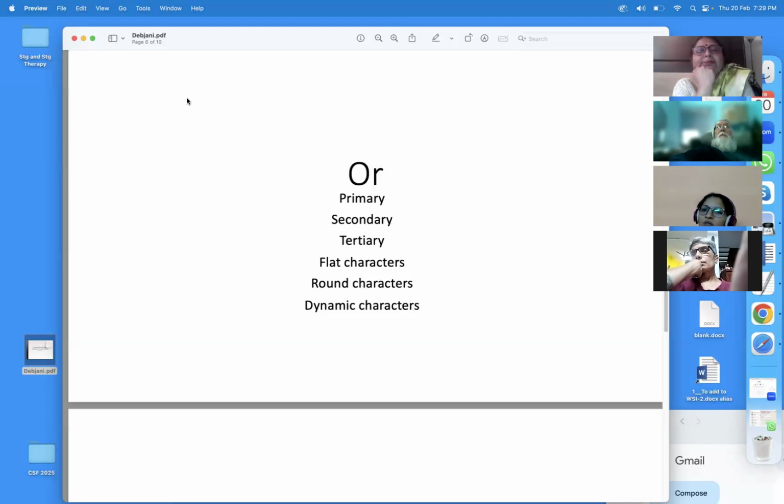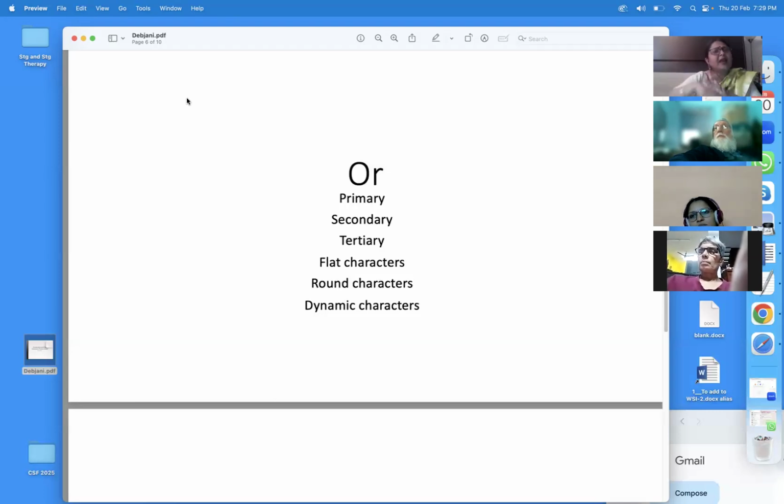Sorry, could you repeat what exactly is tertiary and secondary? What's the difference between the two? Yeah, primary characters, as I said, are those without which the story cannot be formed. For example, protagonist, antagonist, a love interest, or a mentor may be there, or there have to be some side characters like allies or helpers. These are the primary characters without which we cannot have a story.